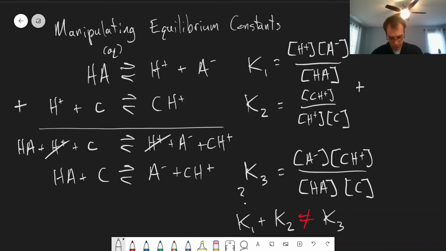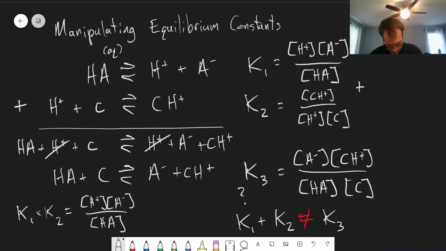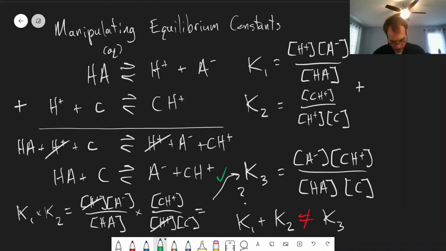Maybe we multiply them. So we take K1 times K2. Let's go ahead and write this out. We have H plus A minus divided by HA, times CH plus divided by H plus times C. And we can see that our H pluses are going to cancel, similar to what happened with our reaction. Our net result is A minus times CH plus over HA times C. That is equal to K3. So this is a check mark here.